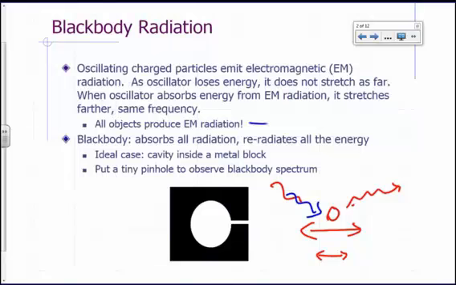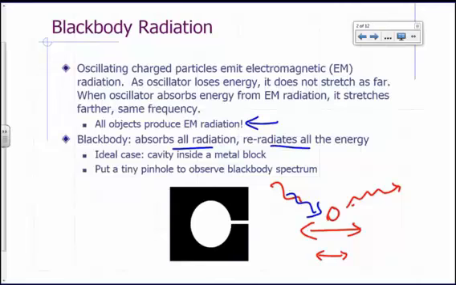So all objects, since we're all made up of charged particles, protons, electrons, the nuclei of your atoms are positive, all objects produce electromagnetic radiation. So everyone right now is glowing. You are glowing. You are producing electromagnetic radiation. Now, a blackbody radiator is one that absorbs all radiation and re-radiates all of that energy.